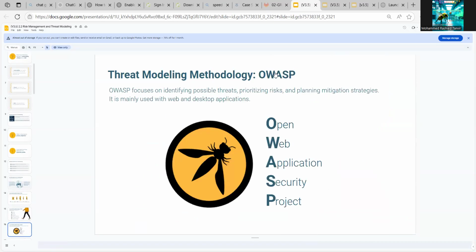And then the Open Web Application Security Project, OWASP. It focuses on identifying possible threats, prioritizing risks, and planning mitigation strategies. It is mainly applied to the analysis of applications such as web and desktop apps.